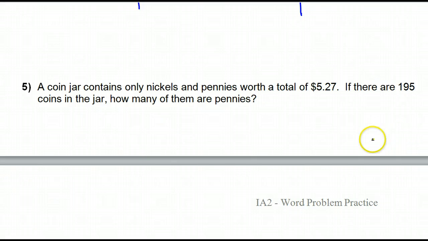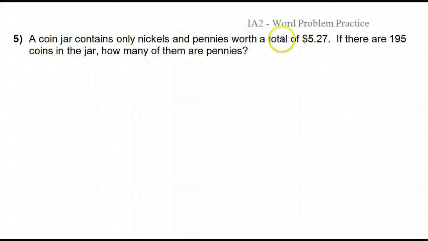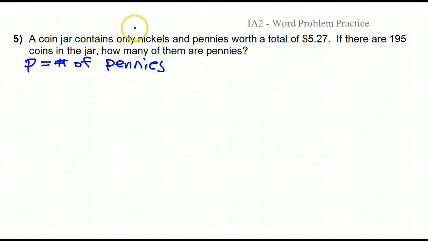Okay, number 5. A coin jar contains only nickels and pennies worth a total of $5.27. If there are 195 coins in the jar, how many of them are pennies? So this last statement gives me a clue about the variables. How many are pennies? So that's the number of pennies. I'm going to let P be the number of pennies. But it also talks about nickels, so I'm going to let N similarly be the number of nickels.